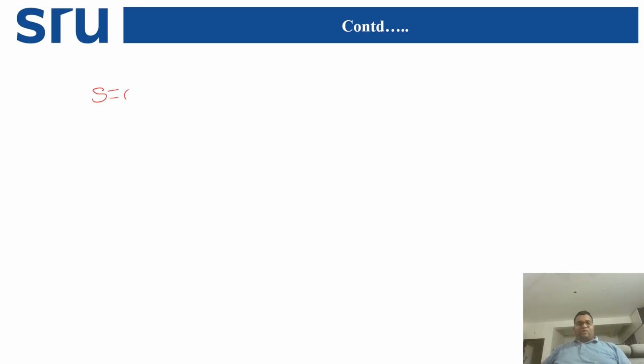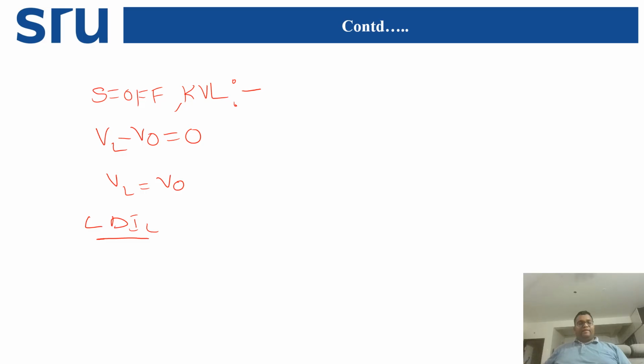When the switch is off, apply the Kirchhoff voltage law for the circuit. Then we can write VL minus V naught is equal to 0. Then here VL is equal to V naught. As we know, we indicated L into delta IL divided by T off, that is L into di by dt. That I directly wrote over here. Instead of that, you can write it over here also: L into dIL by dt is equal to V naught. Like this way you can write it.